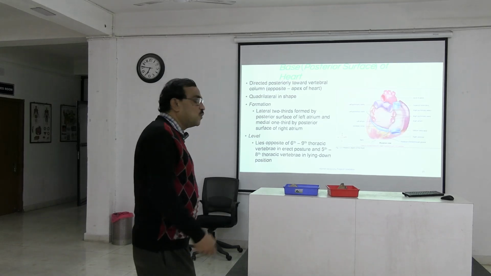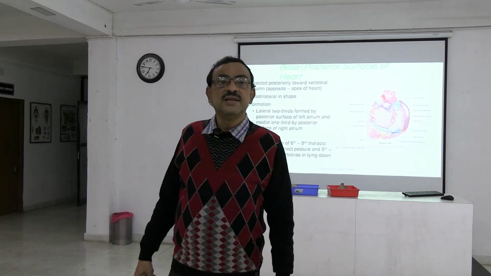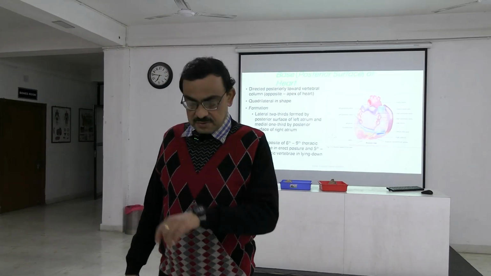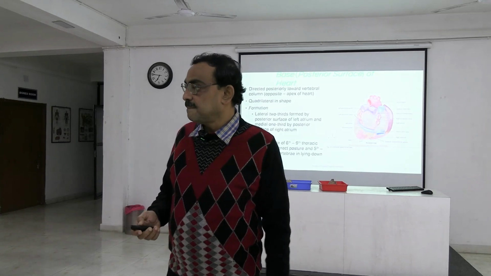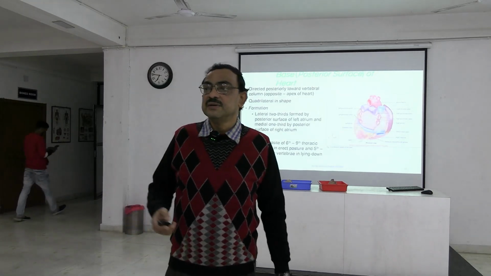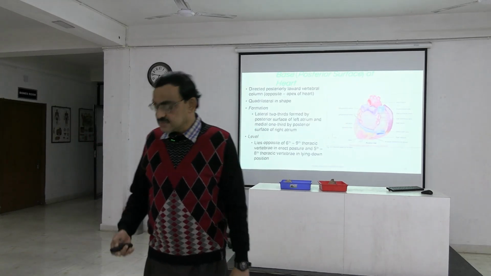And what is the vertebral level over which it lies? In erect posture, it is from the 6th to 9th thoracic vertebrae. And in lying position, it is the 5th to 8th thoracic vertebrae.